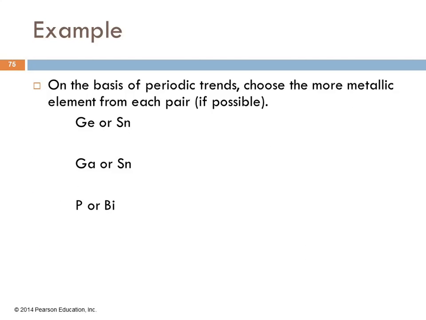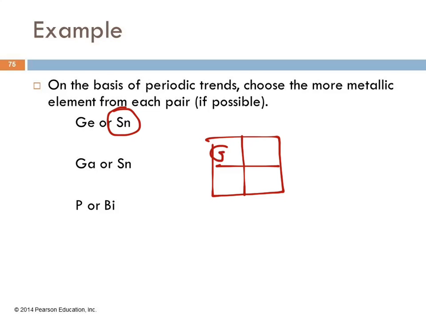Okay, on the basis of periodic trends, choose the more metallic element from each pair if possible. Germanium and tin. Tin is more metallic. These are in the same group, and tin is below. Gallium or tin. So here's gallium, and here's tin. As we go across this way, metallic character decreases. But as we go down this way, metallic character increases. These are opposing trends, aren't they? So we're going to say not possible to tell.